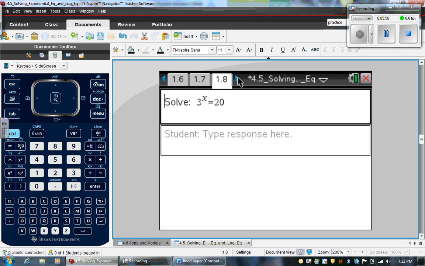Okay, so let's take a peek at 3^x = 20. Now, my first instinct is to look and see if I can adjust the base for 20 to be 3. And since I know there isn't any power that I can raise 3 to make 20, I have to have another way to do it. So we're going to use logarithms to do that.